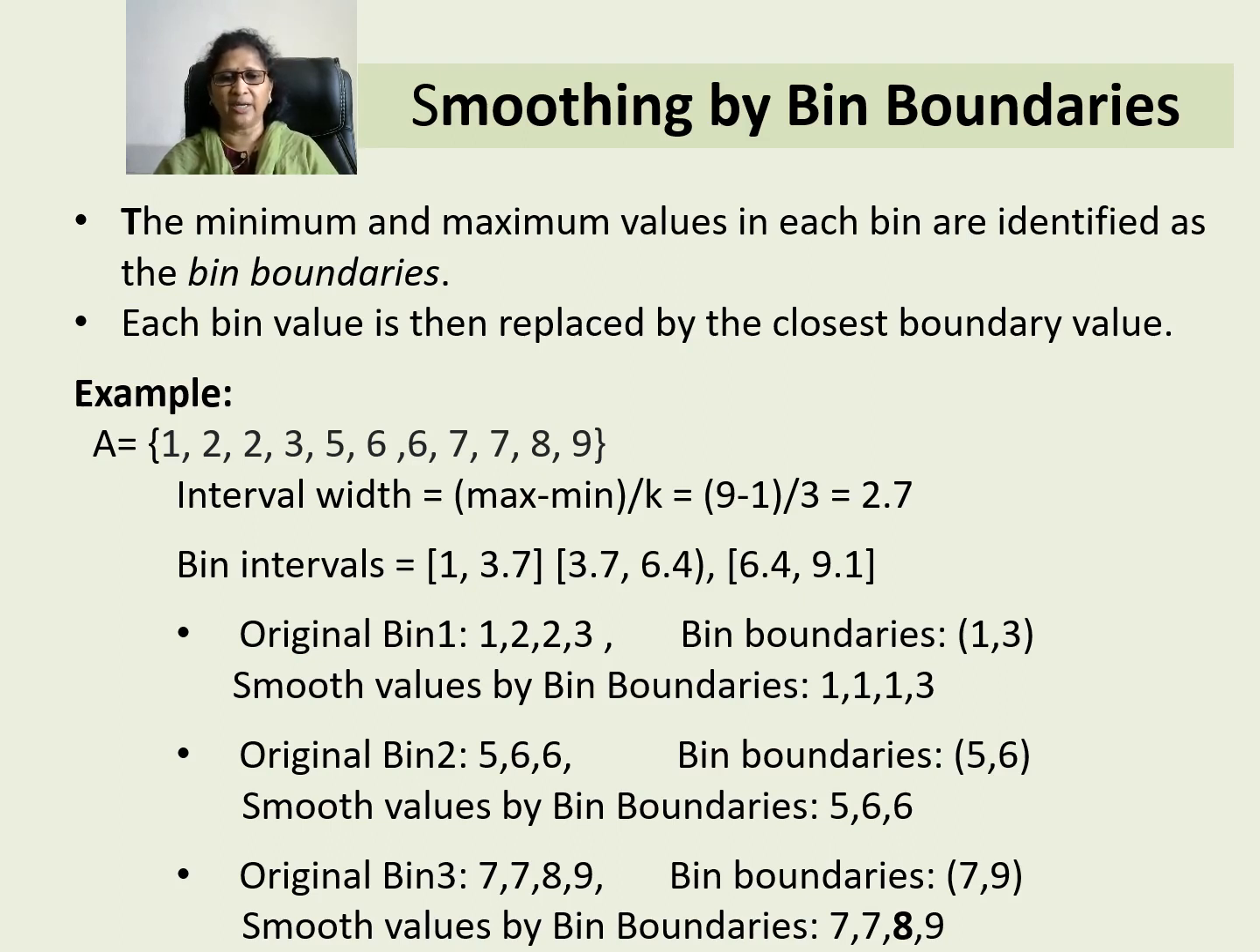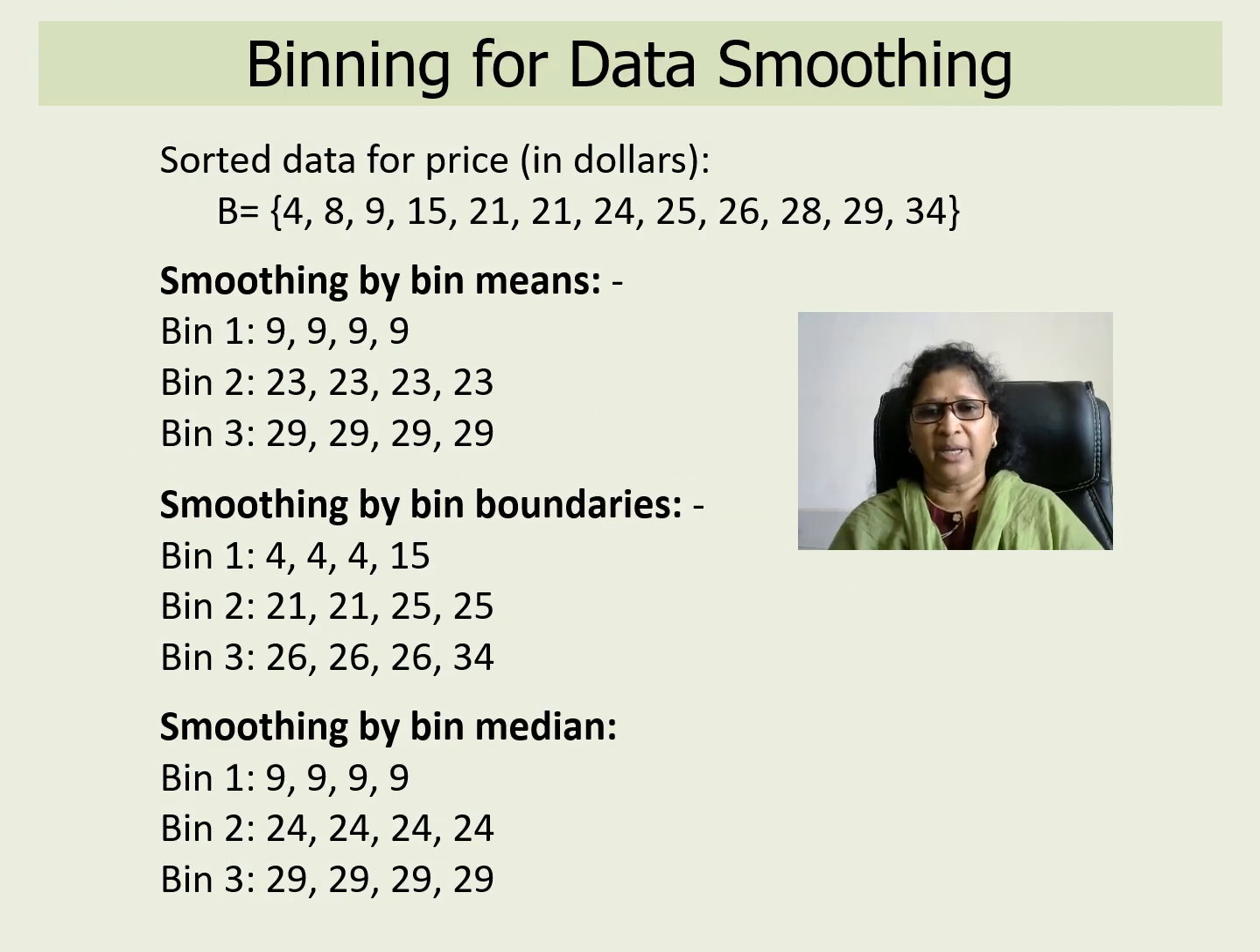So initially we get these 3 bins. First bin with values 1, 2, 2, 3. Second is 5, 6, 6, and the third one is 7, 7, 8, 9. Depending on which is the closest value, the values are replaced. So we get a resultant first bin, after replacing with bin boundaries, as 1, 1, 1, 3. Second as 5, 6, 6, and so on for the third one. This is smoothing by bin boundaries. Binning is used, as we learned, for data smoothing.